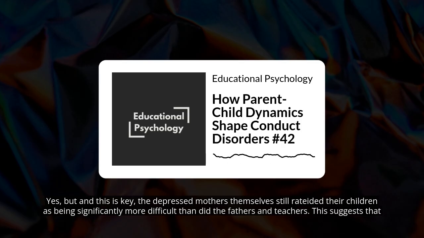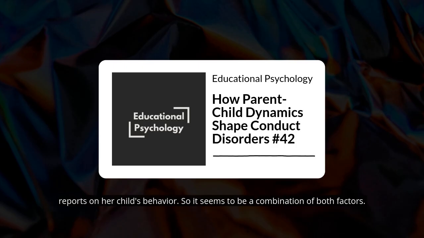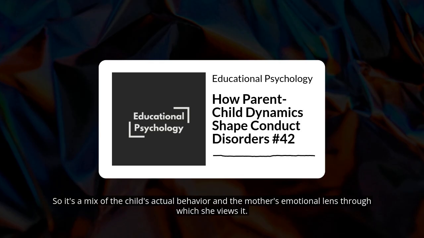This suggests that while the children of depressed mothers may genuinely be facing more behavioral challenges, the mother's emotional state does also influence how she perceives and reports on her child's behavior. So it seems to be a combination of both factors. So it's a mix of the child's actual behavior and the mother's emotional lens through which she views it.